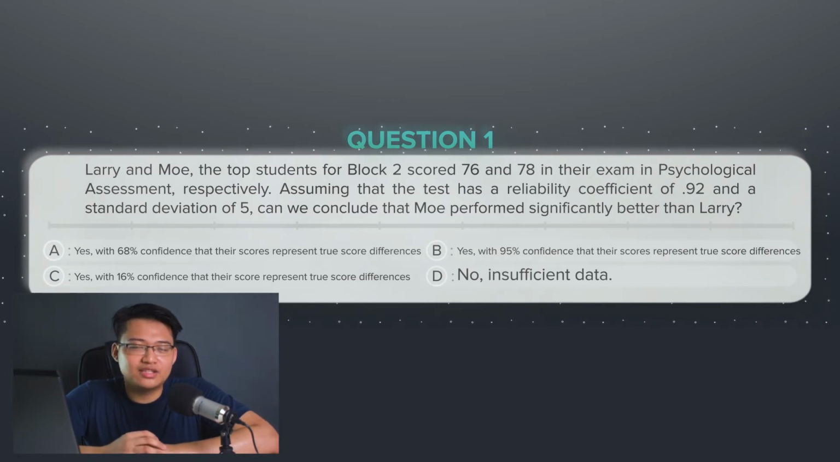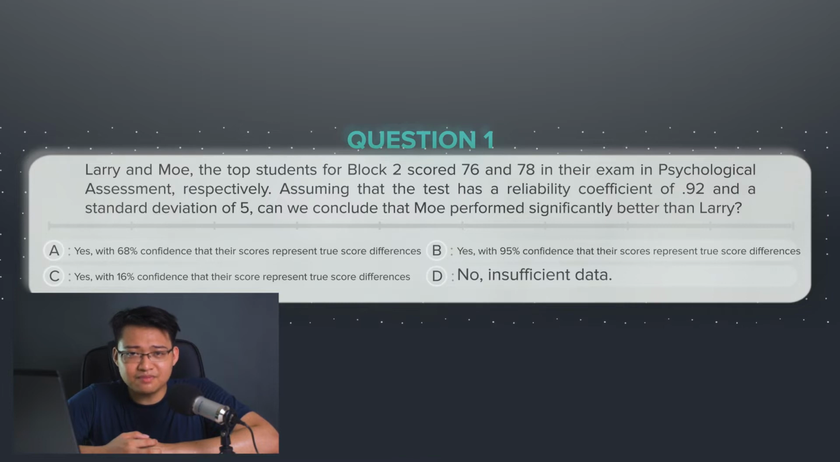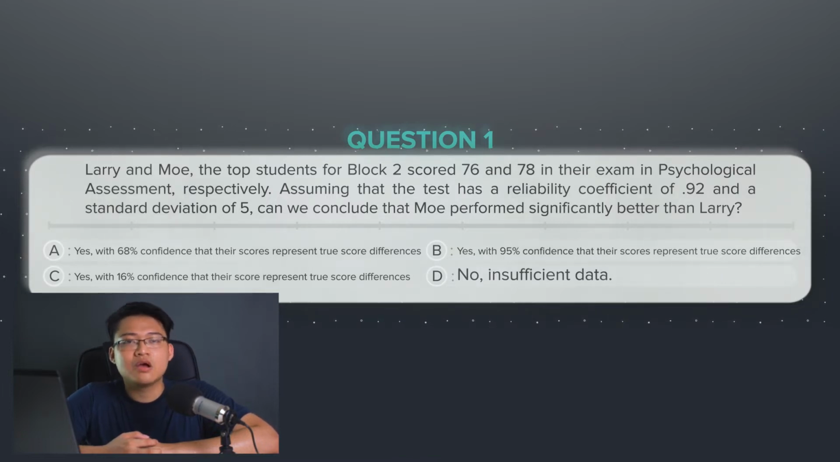A. Yes, with 68% confidence that their scores represent true score differences. B. Yes, with 95% confidence that their scores represent true score differences. C. Yes, with 16% confidence that their scores represent true score differences. Or D. No, insufficient data.